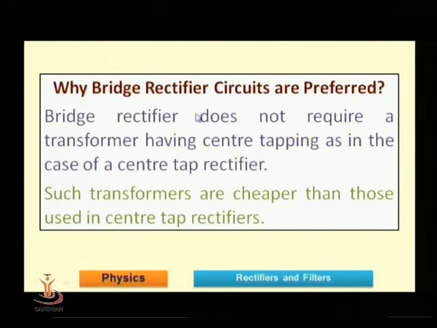Such transformers are cheaper, where tapping is not required. So the bridge rectifier does not require the tapping, and the cost of the bridge rectifier is somewhat cheaper. The center tap type of transformer has the tapping, hence the cost is more.